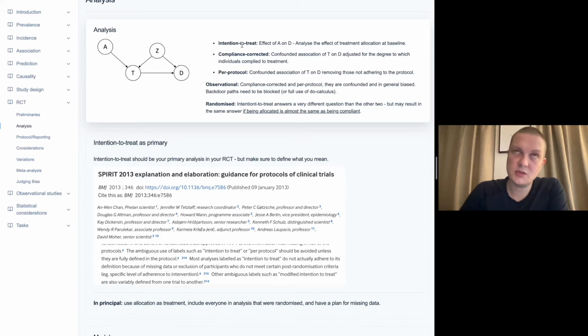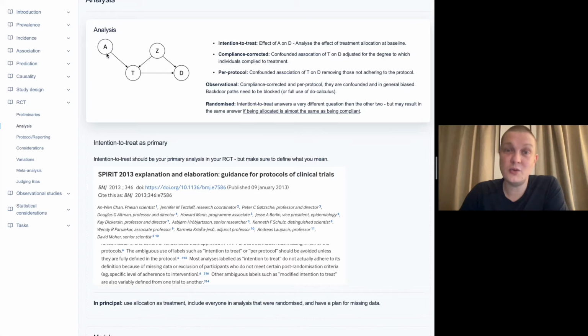Intention to treat tries to convey the idea that we want to estimate the effect of allocation on disease or outcome. So what intention to treat tries to do is to estimate the effect of randomization on the outcome, because that's unconfounded. We know that. This is sometimes a little bit hard pill to swallow, so to speak, because we're actually not estimating the effect of treatment on the outcome. We're estimating the effect of access to treatment.